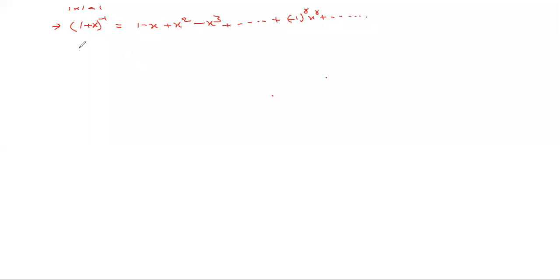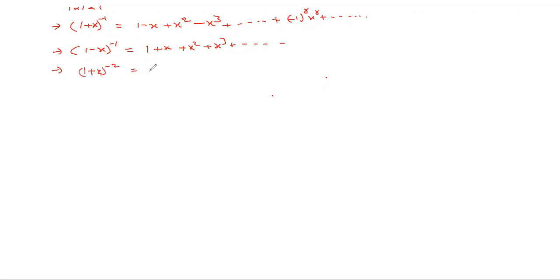Next, let us see the expansion of (1 minus x) whole power negative 1. It will be 1, actually negative 1 into negative x means positive x square, positive x cube. This only we will get, plus and so on. Okay, that's it.